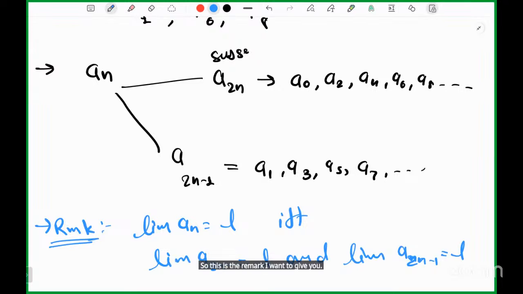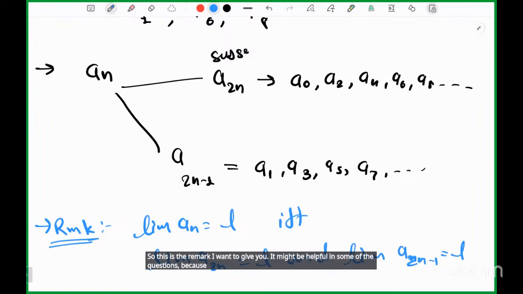It might be helpful in some of the questions, because I think there are one or two subsequence-related questions.